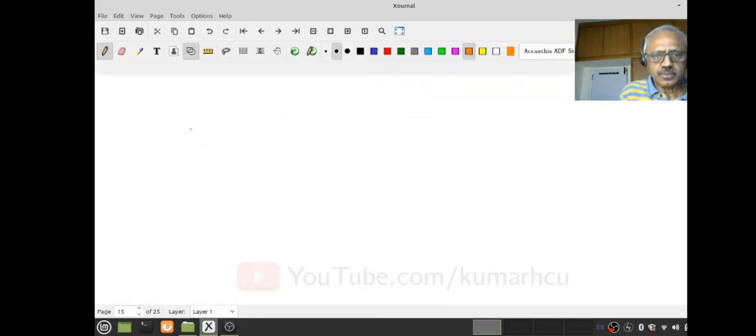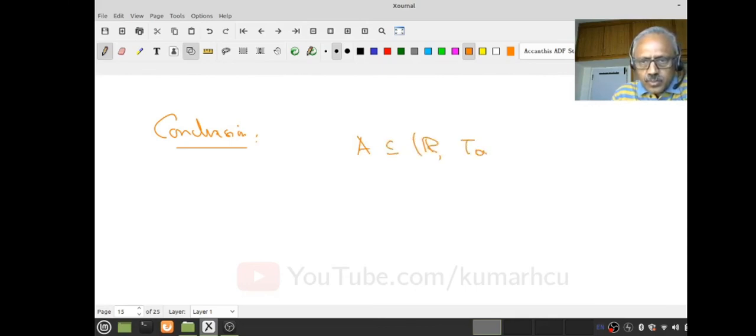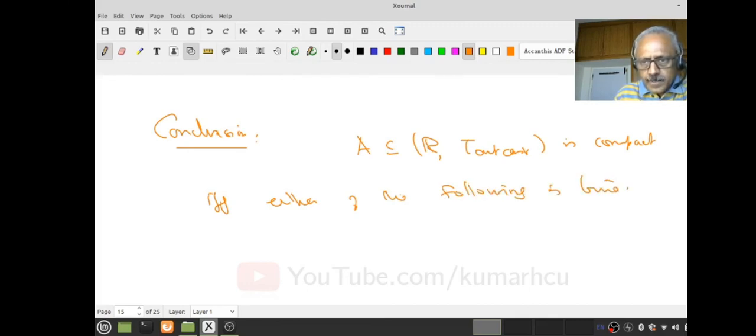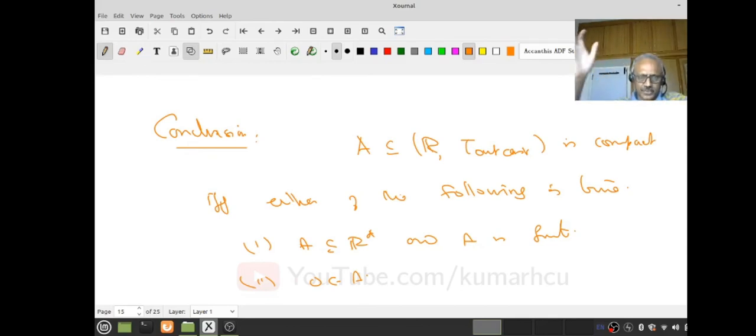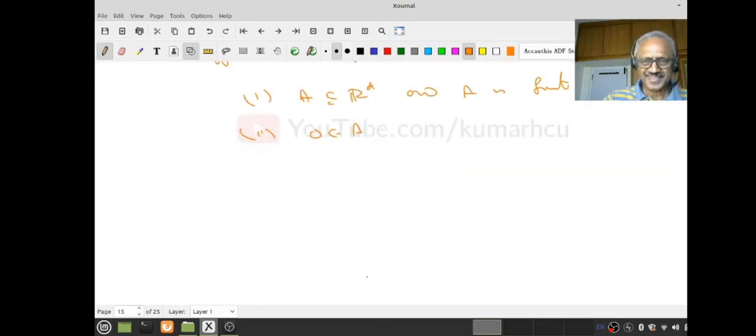So now, can you combine both the results and say when a subset A of R with the outcast topology is compact? If and only if either of the following holds: A is contained in R star and A is finite, or 0 belongs to A. Whenever 0 belongs to A, any subset which has 0 inside is always compact. Isn't it beautiful?